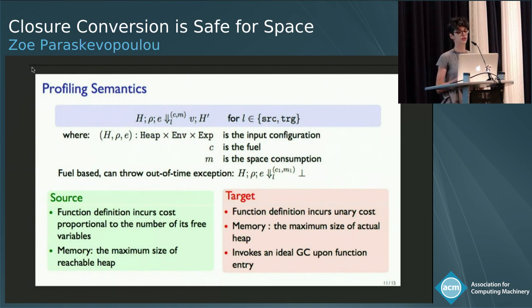In particular, in the source, we keep track of the maximum size of the reachable heap, which conceptually corresponds to an ideal garbage collector running after every evaluation step. And in the target, instead of that, we profile the size of the actual heap, and we allow an ideal garbage collector to run upon every function entry, which is the strategy that we employ in CertiCoq. So this way, we prove not only that closure conversion is safe for space, but also that this particular garbage collection strategy is safe for space.